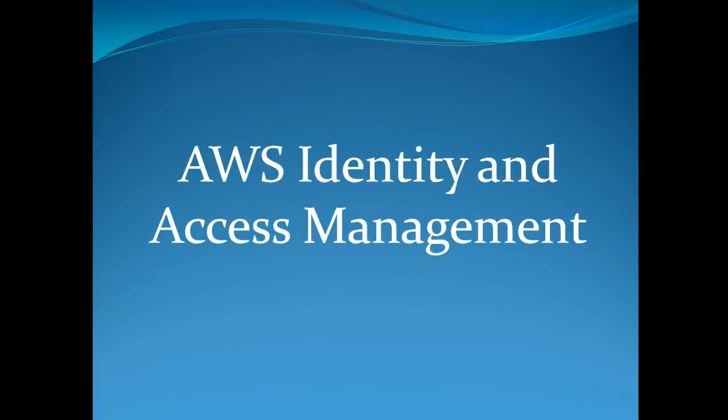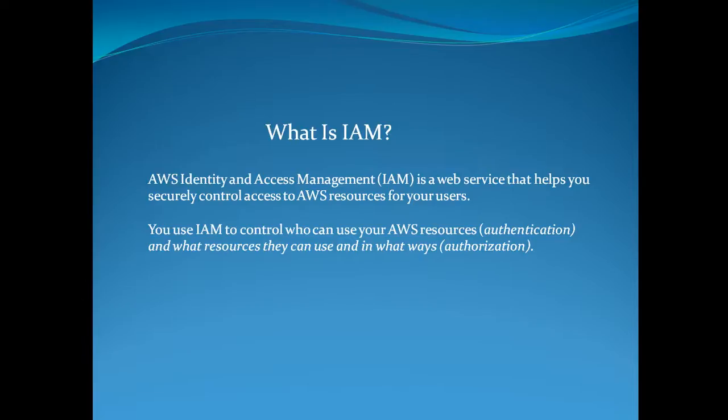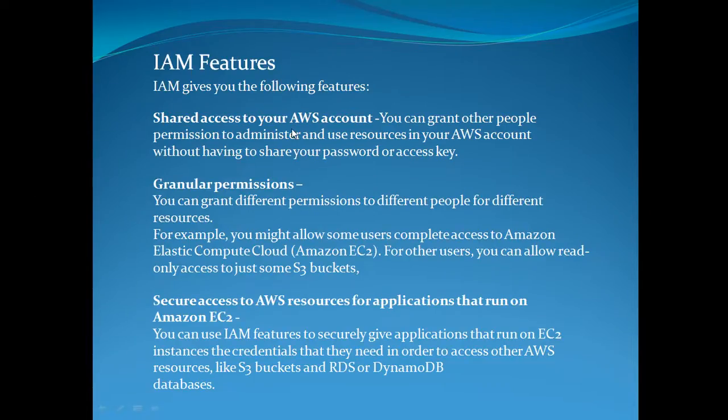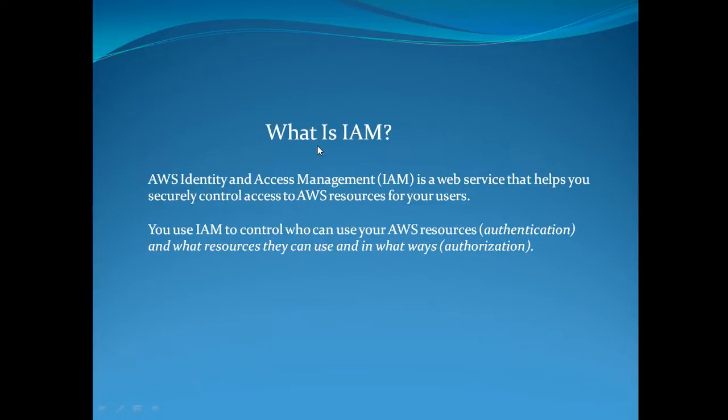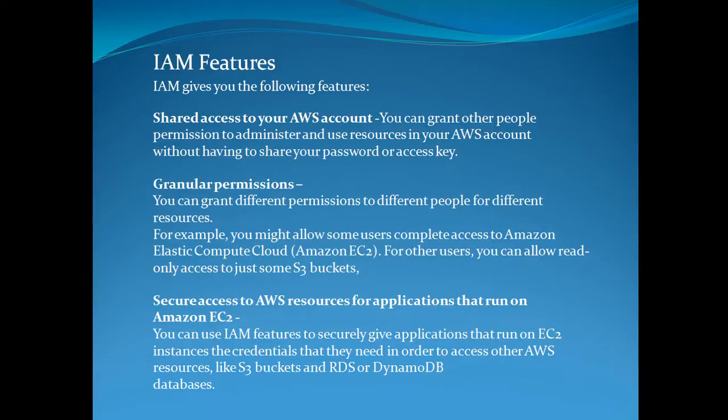Okay, so this is the AWS Identity Access Management session, and what is IAM? AWS provides a very good feature, that is Identity Access Management, and it is a web service that helps you securely control access to AWS resources for your users. You can use IAM to control who can use your AWS resources, that is authentication, and what resources they use and in what ways, that is called authorization.